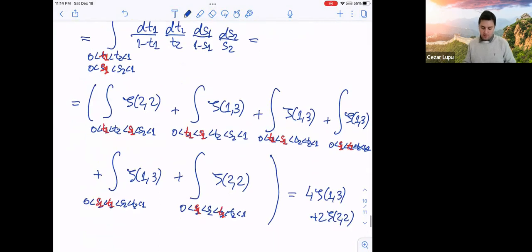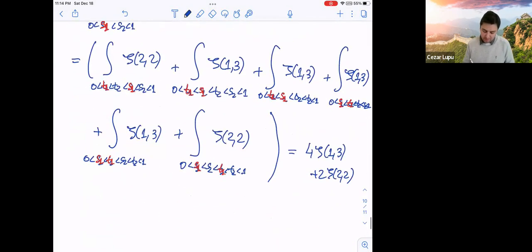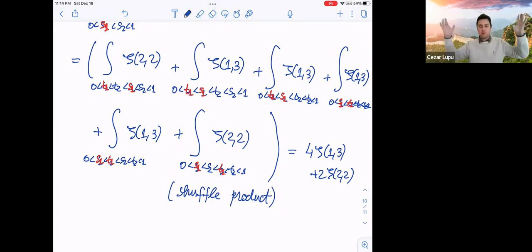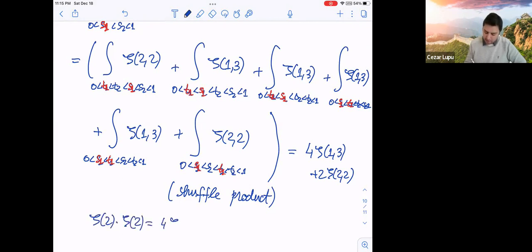Wow, that's great. So this is what we call the baby example of the shuffle product. And in fact, I only took this because I didn't want to dwell on the general integral representations of single zeta values, because I would have to multiply all these integrals, and it would be a mess. But anyway, in the next seminar, you will see exactly how we can prove the shuffle product of two single zeta values. So in this case, we get that zeta of 2 times zeta of 2 is 4 times zeta of 1, 3 plus 2 zeta of 2, 2. So again, this is the shuffle product.